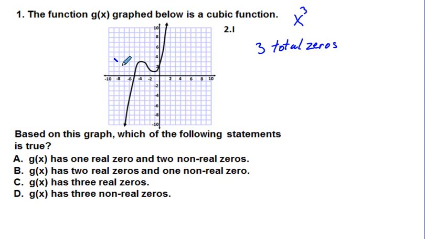And it so happens that when we just look at the graph, we can see that one zero is real. And what that means for us is that since there are 3 total zeros and 1 zero is real, the number of non-real zeros is 3 minus 1 equals 2 non-real zeros. And so, based on this graph, which of the following statements is true: A, we have 1 real zero and 2 non-real zeros. Fundamental theorem of algebra.